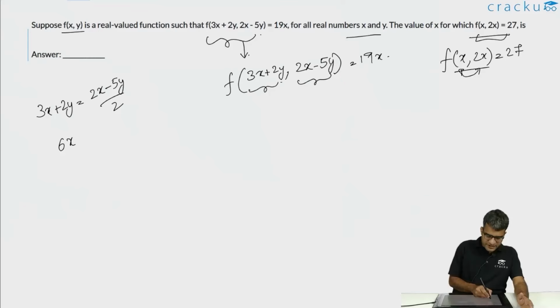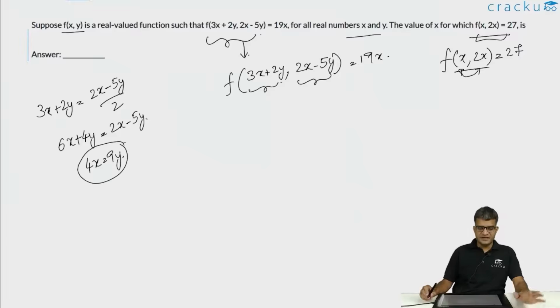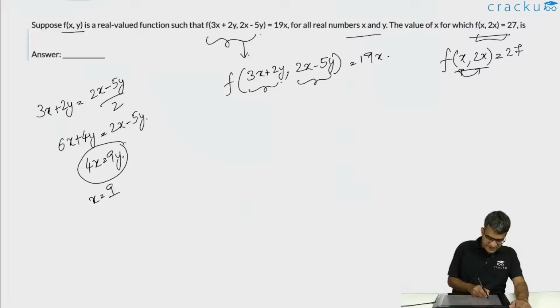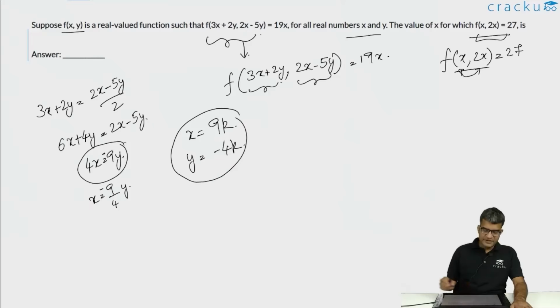If you cross multiply, you're going to get 6x plus 4y is equal to 2x minus 5y, or the value of 4x is equal to minus 9y. So x and y should be in such a way that 4x is equal to minus 9y, or the value of x is minus 9 by 4 y. So just for the sake of simplicity, let us assume that x is equal to 9k. So the value of y is equal to minus 4k.